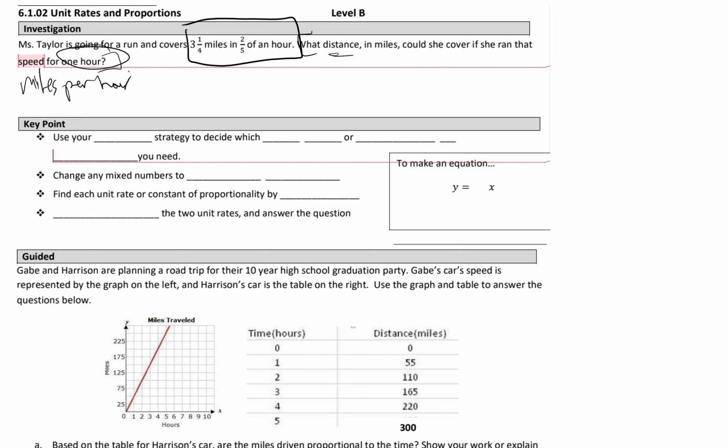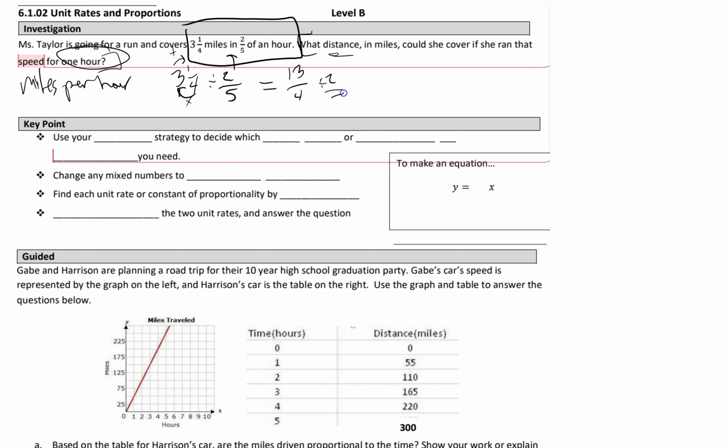I wrote that down because once you know what unit rate you need, that tells you the order to divide. So miles per hour, I'm going to do miles divided by hours. Again, I just got these numbers from my unit rate. With this 3 and 1/4 though, I can't divide fractions unless I have improper fractions. So I'm going to create an improper fraction. 4 times 3 is 12 plus 1 is 13. So I have 13 over 4.